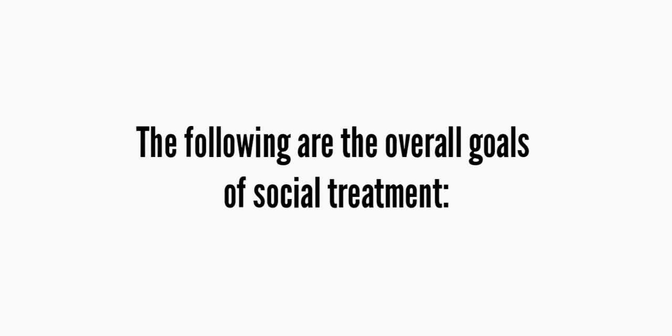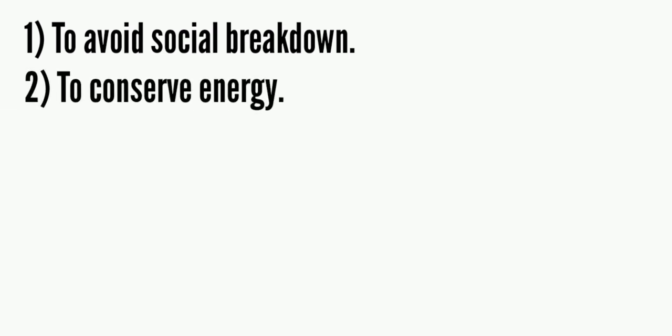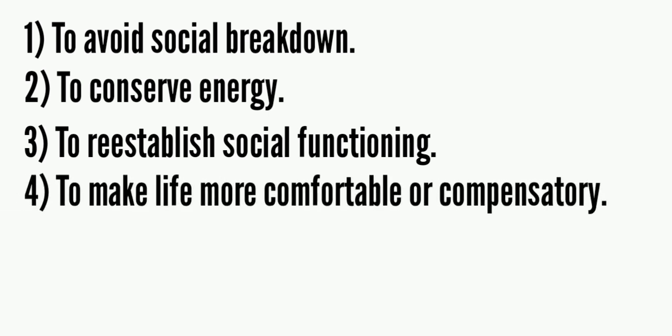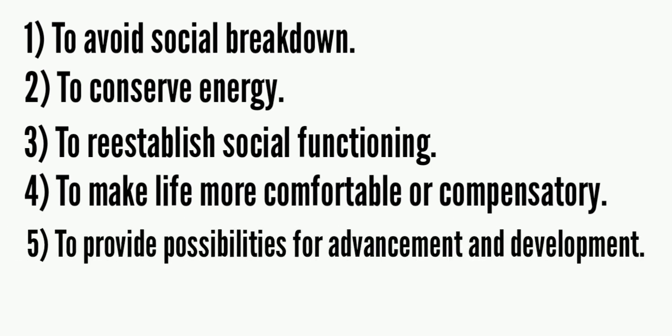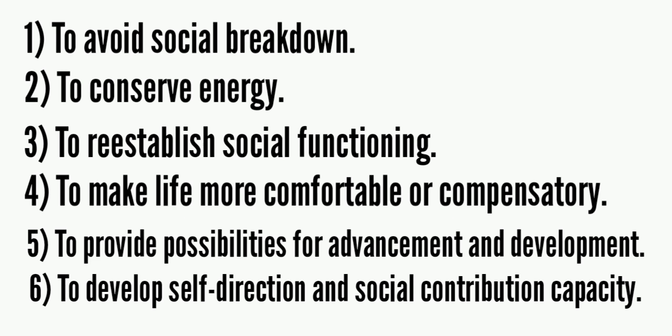The following are the overall goals of social treatment. Number 1. To avoid social breakdown. Number 2. To conserve energy. Number 3. To re-establish social functioning. Number 4. To make life more comfortable or compensatory. Number 5. To provide possibilities for advancement and development. And number 6. To develop self-direction and social contribution capacity.